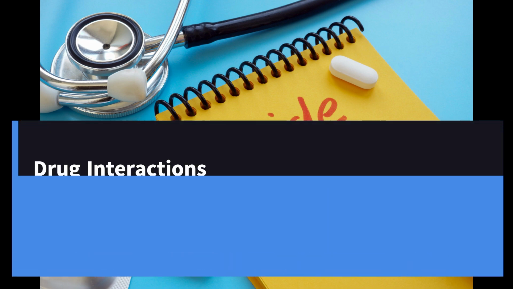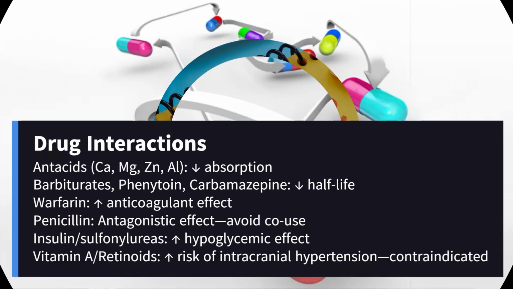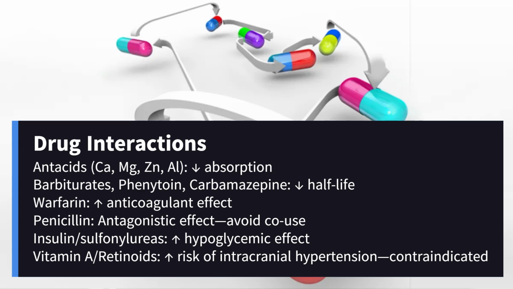6. Oxytetracycline drug interactions. Several drug interactions may influence the efficacy and safety of oxytetracycline. Antacids: products containing aluminum, calcium, magnesium, or zinc reduce the absorption of oxytetracycline and should be avoided within 2 hours of taking the drug. Barbiturates, phenytoin, carbamazepine: these medications can accelerate the metabolism of oxytetracycline, reducing its half-life and therapeutic effect.